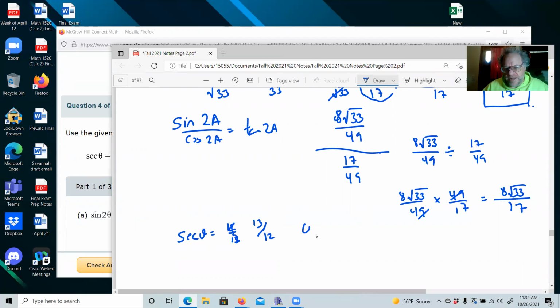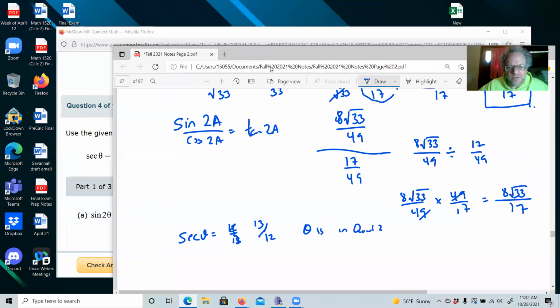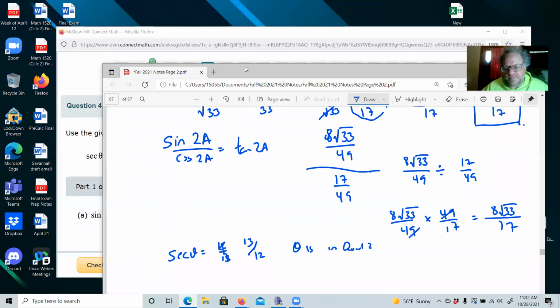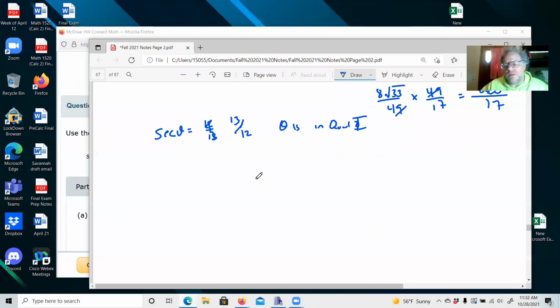And we know that theta is in quadrant 2. Okay, so theta is in quadrant 2. Nope, theta is in quadrant 1. Okay, so nice triangle. All right.